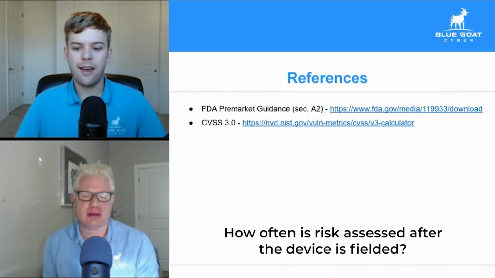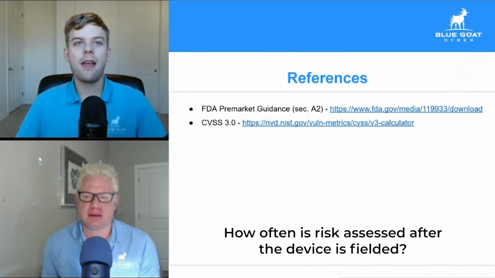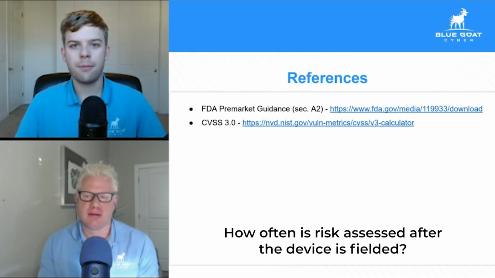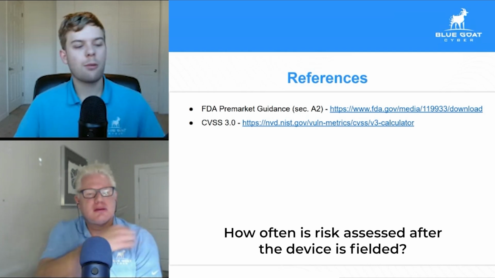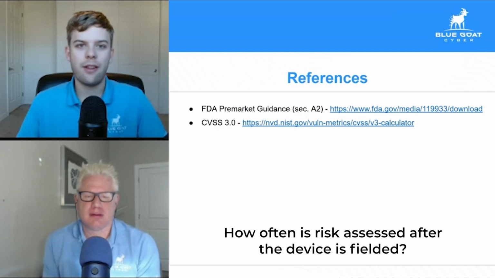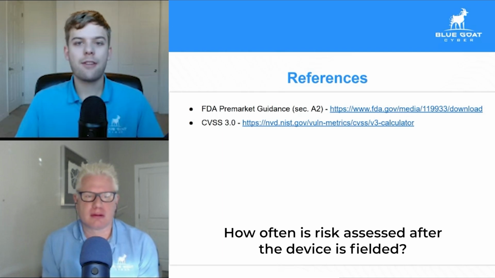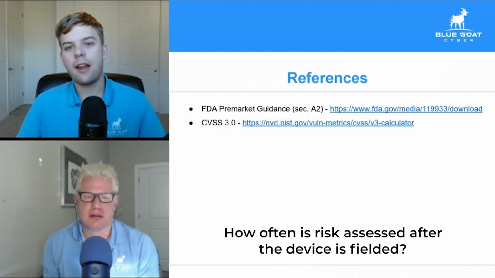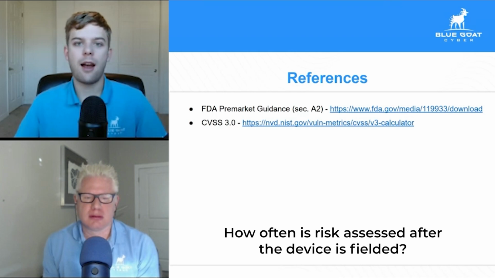How often is risk assessed after a device is fielded? This should be a continuous process. As soon as a vulnerability is identified through any means, it could be a penetration test or just a routine vulnerability scan, this component falls out of date and it's now understood that there's a vulnerability. That risk assessment should happen immediately. As soon as a vulnerability is identified, it should be fed straight into the risk assessment process.